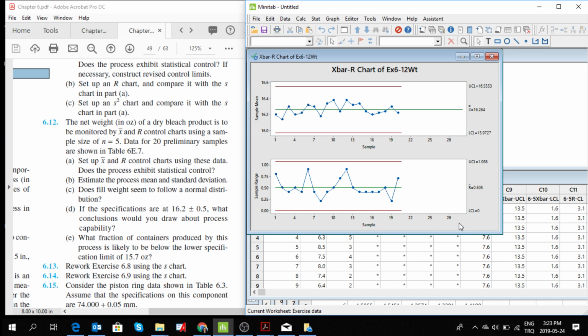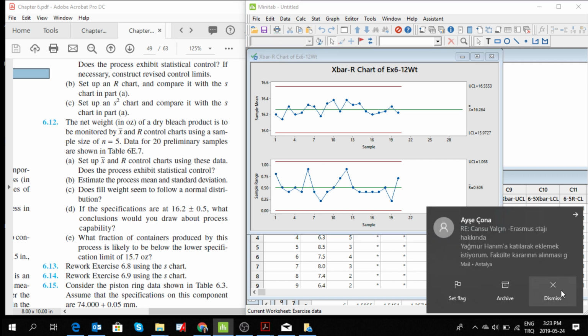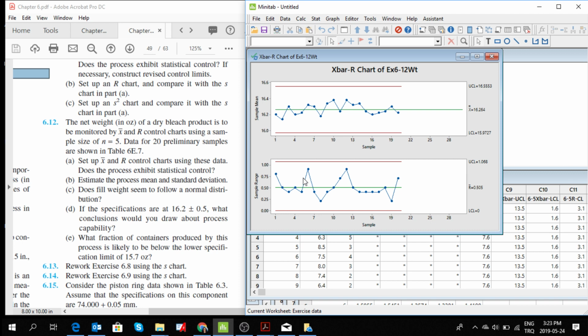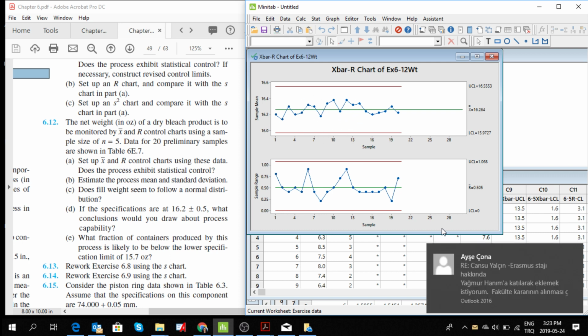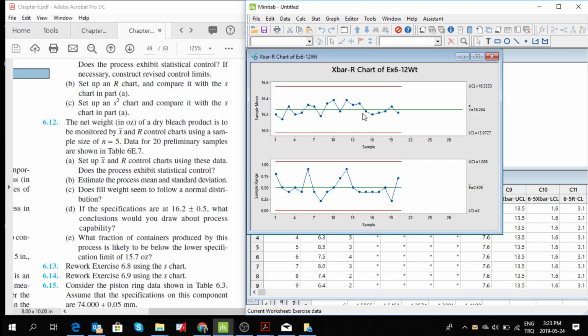Okay, this is our X bar R chart. Let's look at the R chart first, which is in here. Always look at the R chart first, sample range. It shows that no points are out of control limits. So we are fine. Also the X bar chart, which is this, everything is fine. So we have one answer to part A: nothing is out of control.